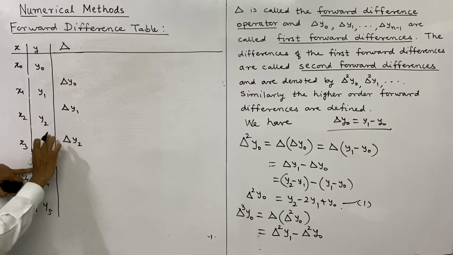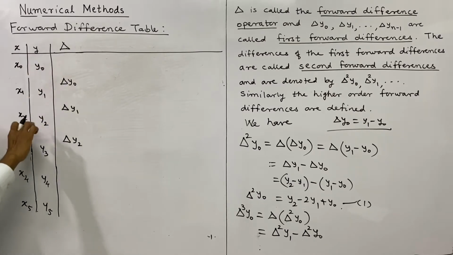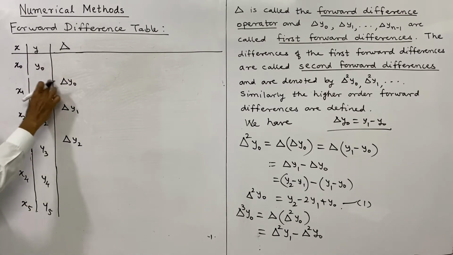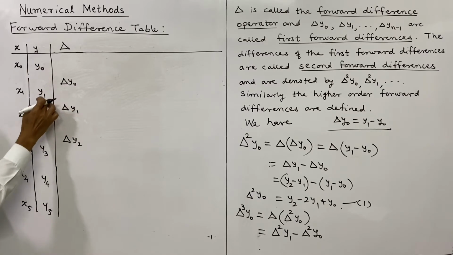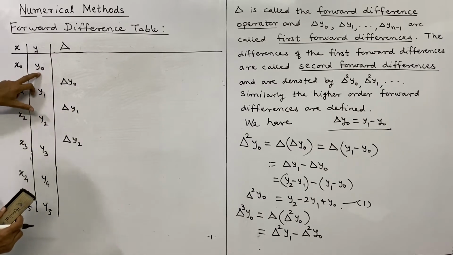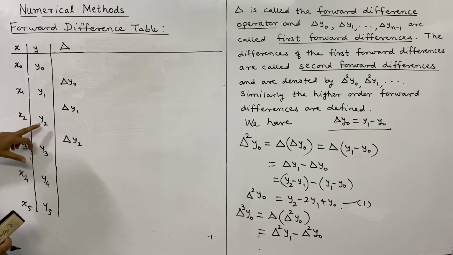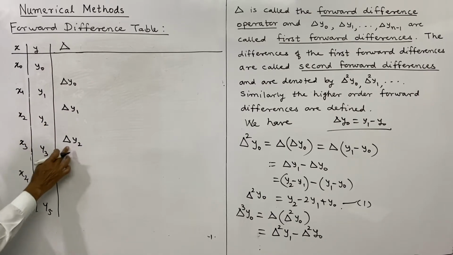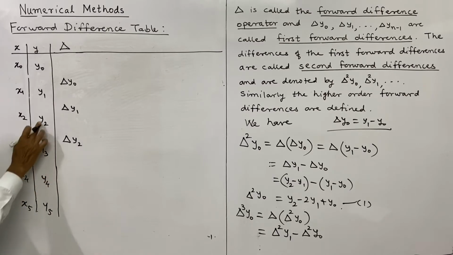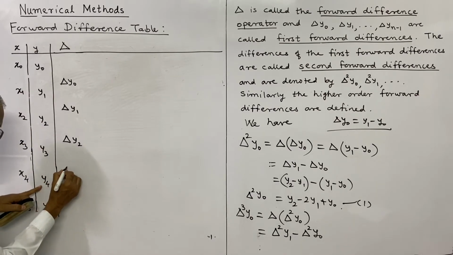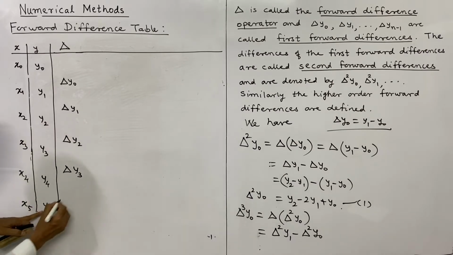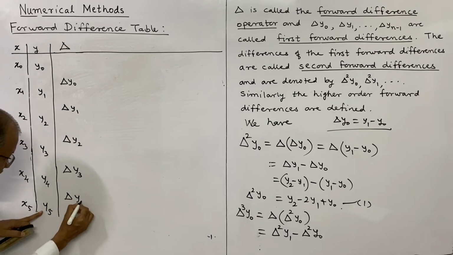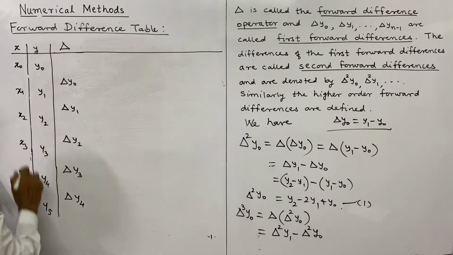We write in between, keeping space between these values, the value of the difference between these two values, because this is the difference y1 minus y0, this is the difference y2 minus y1, and this is delta y2, which is y3 minus y2, and this will be delta y3, and this is delta y4. So these are the first differences.